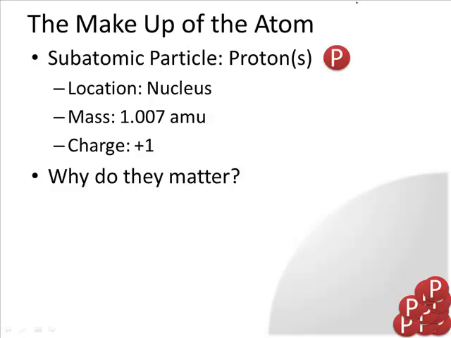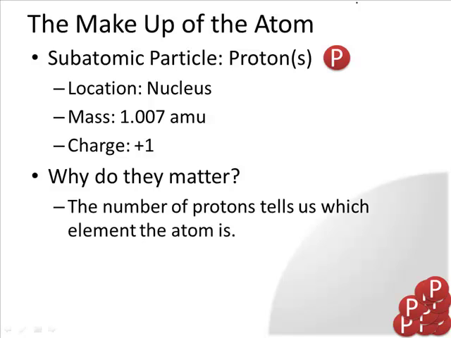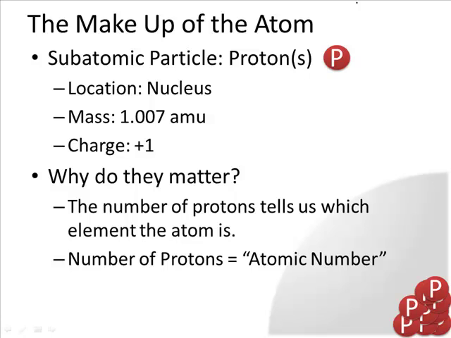Finally, let's look at why protons matter and why, as I said before, some chemists might argue they're the most important of the subatomic particles. The number of protons in each atom actually tells us which element that atom will be. In other words, the number of protons gives us the identity of the atom. The number of protons for this reason is often referred to as the atomic number of the atom, and it's something that can be easily found by looking on the periodic table.